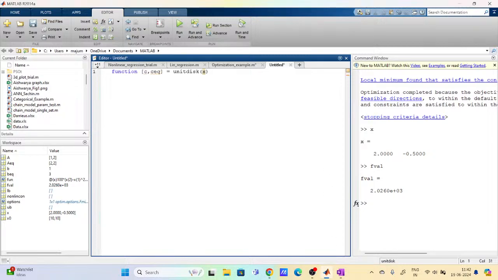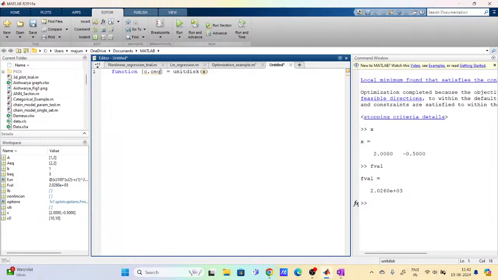So you can see, if you start any MATLAB script file with the word function, it means MATLAB will understand that you are going to create a function file. Okay, and as you know, every function has an input and output. So in this function, if I write function with brackets C, CEQ, how many outputs are there? There are two outputs, C and CEQ.